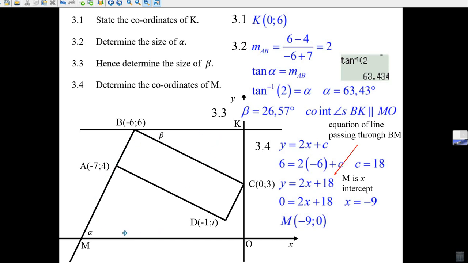From grade 8, we should remember that the angles inside parallel lines add up to 180. And we know that that's 90 degrees because it's a rectangle. Well, that angle's 90, and that angle there is 63,43. Then if we go 180 minus those, 90 plus 63,43, we get 26,57. The reason is co-interior angles, because BK is parallel to MO.